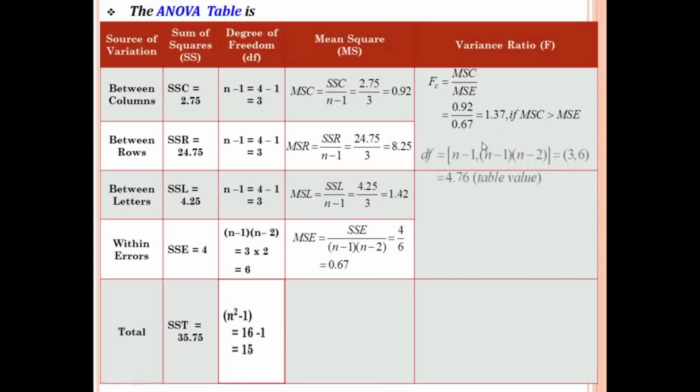After that, we find the degree of freedom. What is the degree of freedom in MSC? N minus 1, comma, this number. So 3, comma 6, by using the statistical table value 4.76.